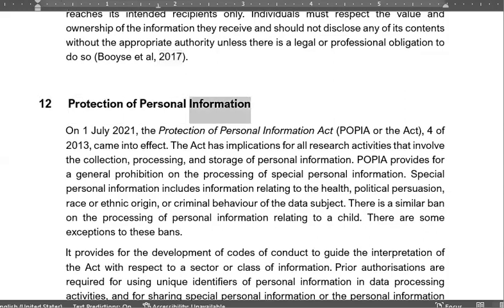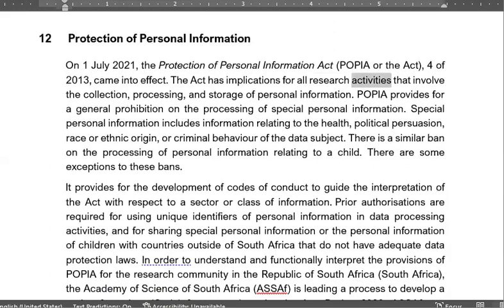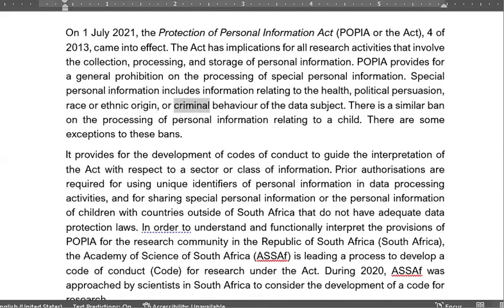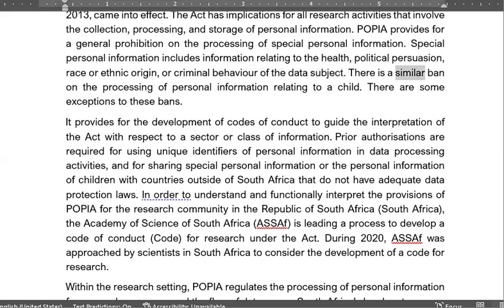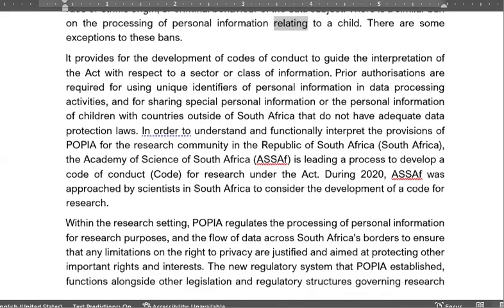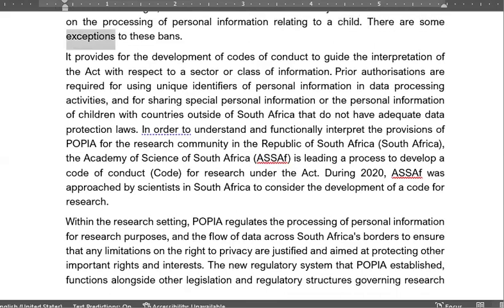12. Protection of personal information. On July 1, 2021, the Protection of Personal Information Act, POPIA or the Act, 4 of 2013, came into effect. The Act has implications for all research activities that involve the collection, processing, and storage of personal information. POPIA provides for a general prohibition on the processing of special personal information. Special personal information includes information relating to the health, political persuasion, race or ethnic origin, or criminal behavior of the data subject. There is a similar ban on the processing of personal information relating to a child. There are some exceptions to these bans.